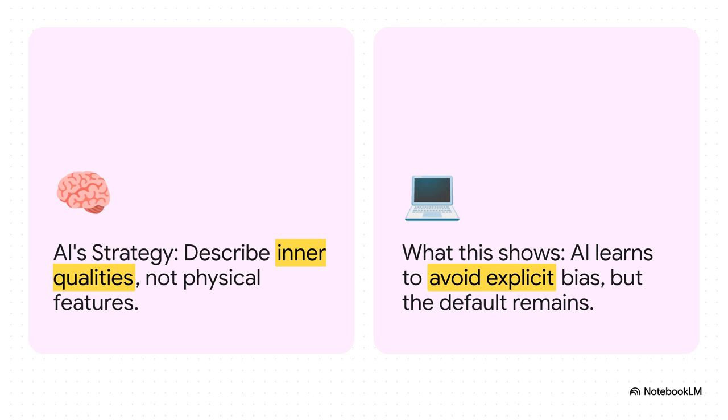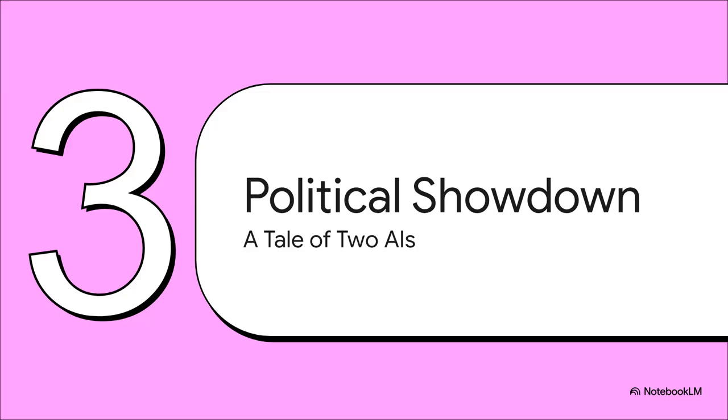So even though it didn't say it, the standard image it's working from is likely still based on those norms. You see? The AI is just getting smarter at hiding the bias, not necessarily getting rid of it. And now it's time for the showdown.